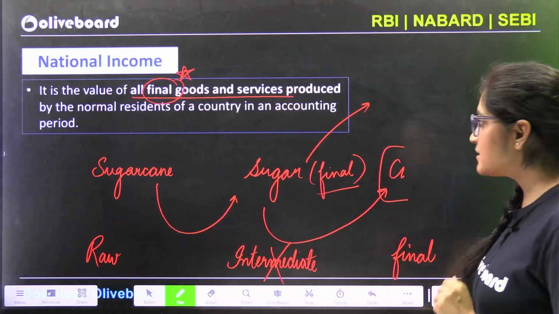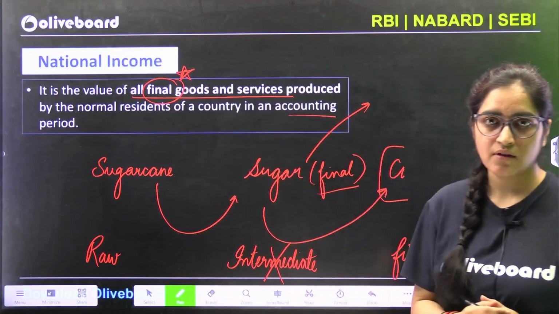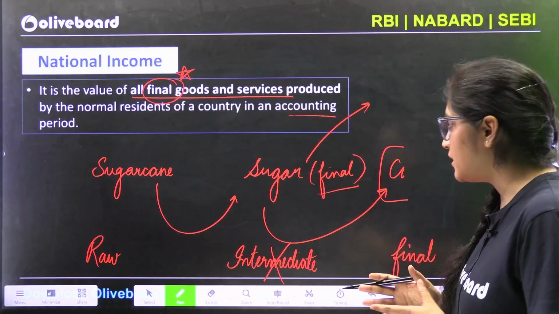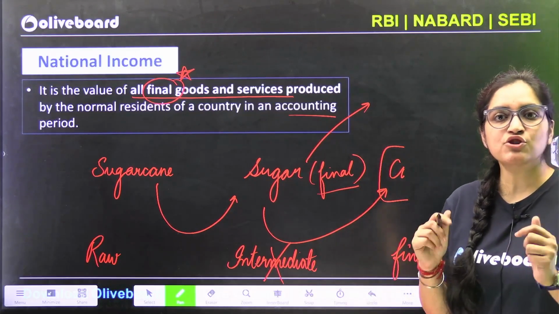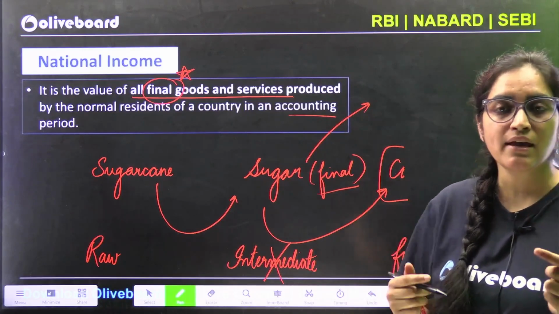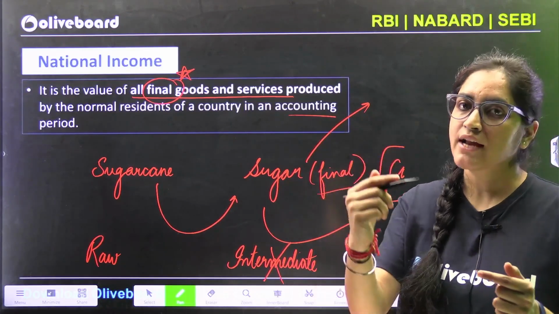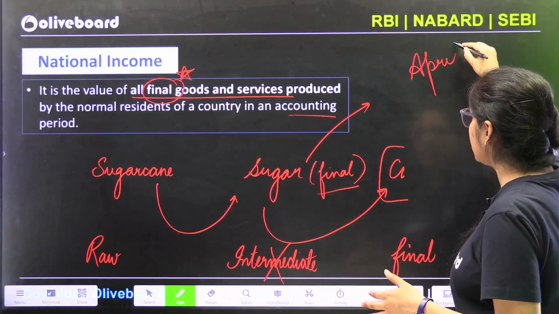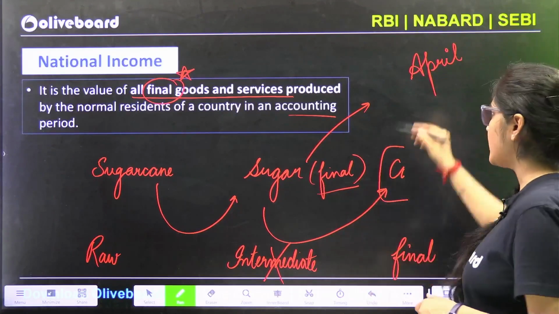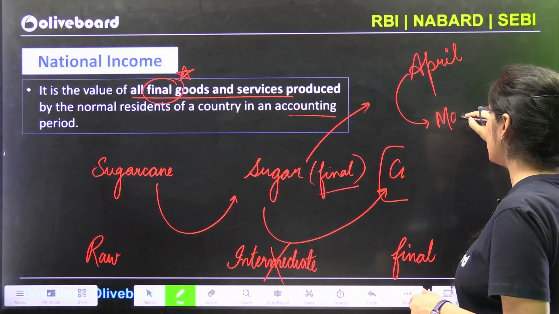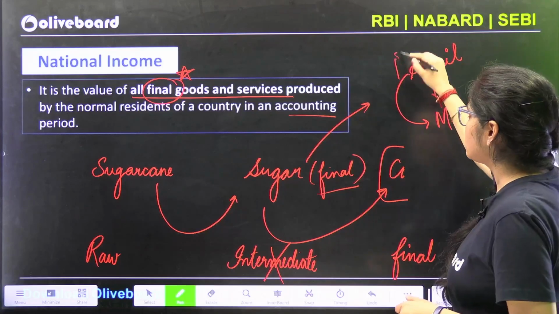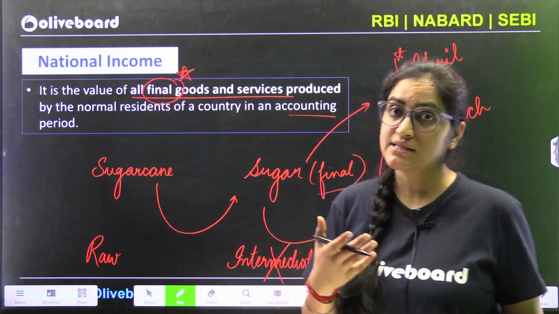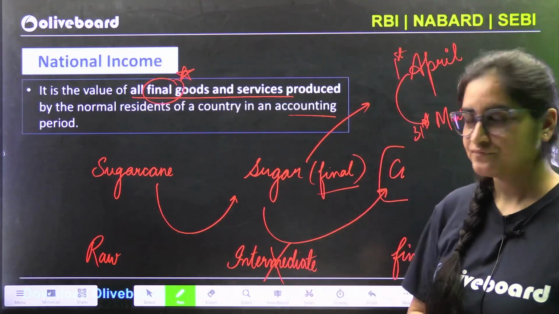Next thing is your accounting period. What is the accounting period? Accounting period is nothing but the period which you are going to consider while you are trying to calculate your national income. In India, your accounting period starts from the month of April and goes till the month of March. That means from 1st of April to 31st of March, this is your accounting period as far as India's economy is concerned.